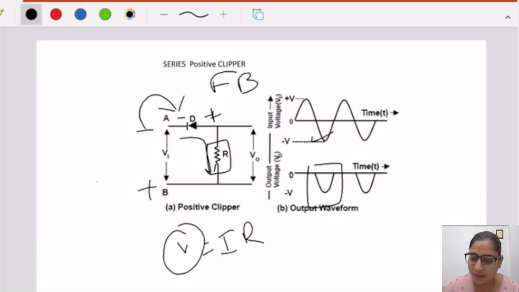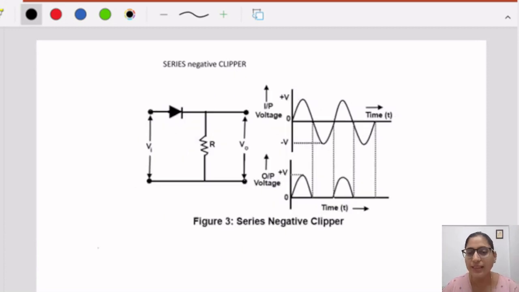Okay, similarly it will happen for the next positive and next half cycle, which is this. Now we will discuss another one, which is the series negative clipper.